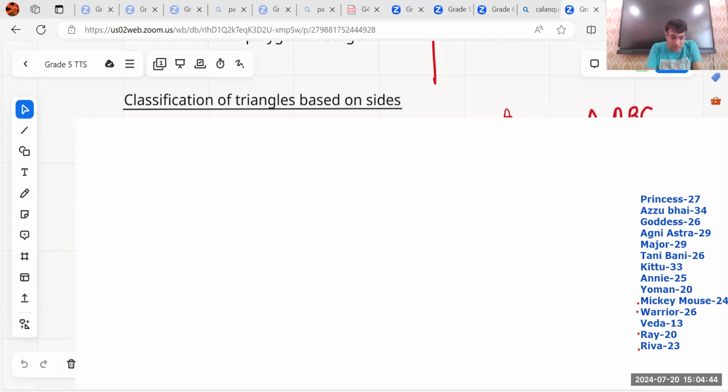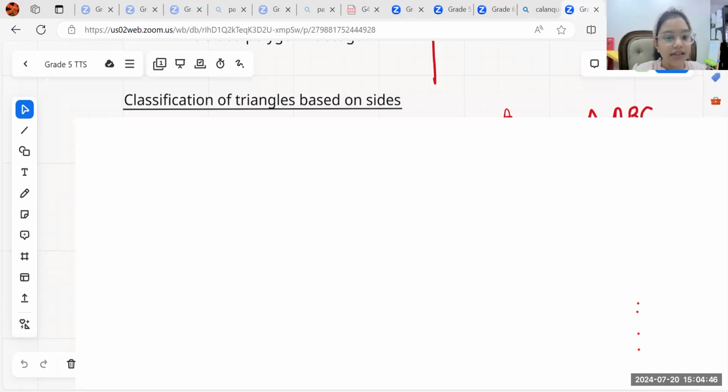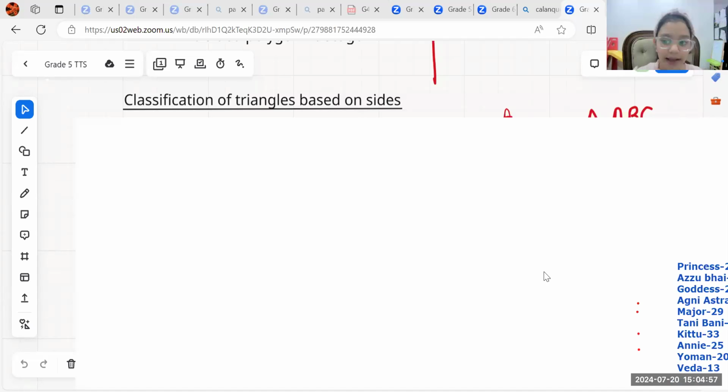So who wants to answer? Yes, Tani Vani, you want to answer this? Sir, one is the equilateral triangle. The second is... Beta, why based on sides? So explain to me equilateral triangle also, no? Equilateral triangle is when all the sides of the triangle are equal.